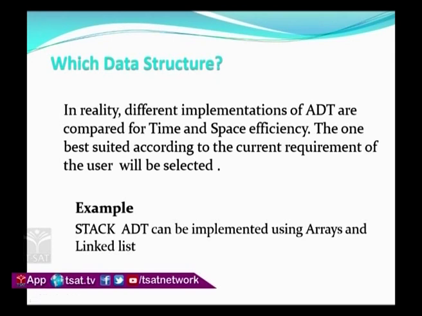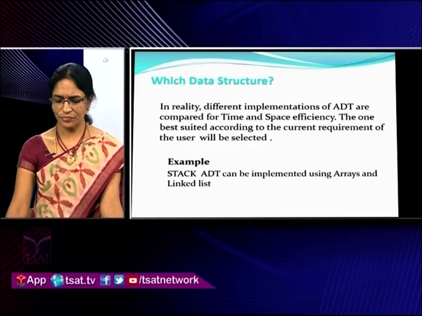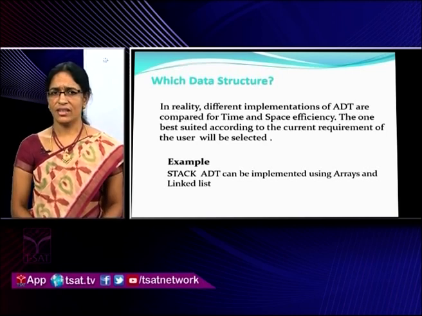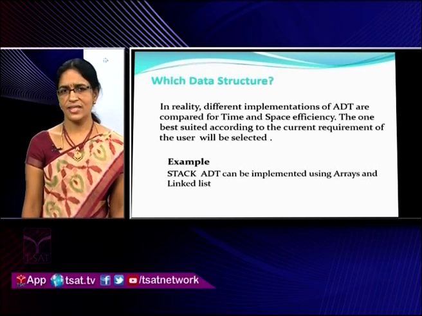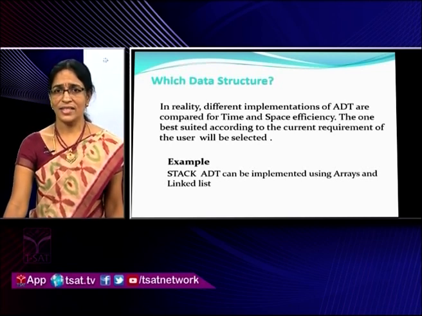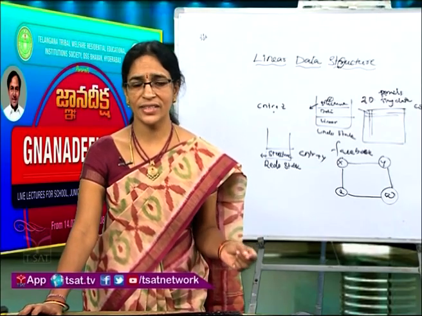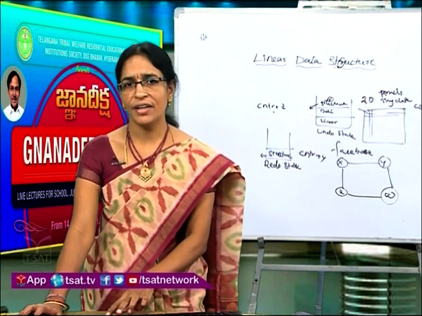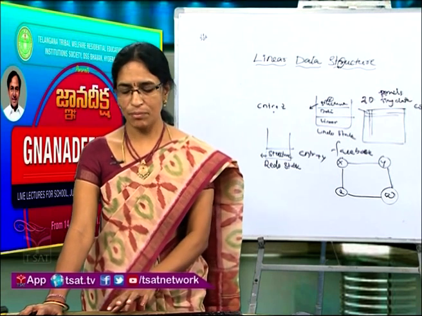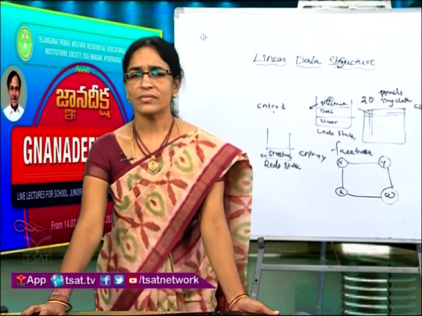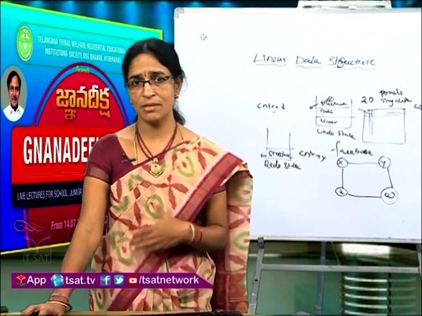For example, the stack ADT can be implemented using arrays as well as a linked list. That is, the stack data structure can be implemented using the array data structure or the linked list data structure. How do we select that? Based on our requirement, which here is time and space. Sometimes the user requirement is based on time, sometimes it is based on space.